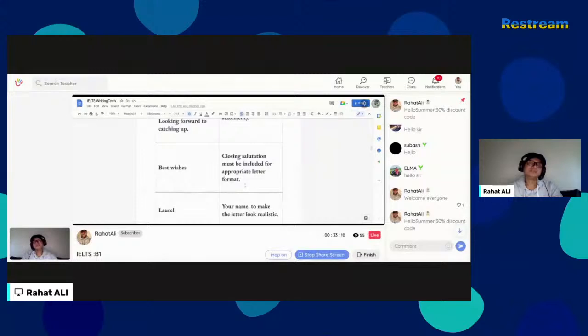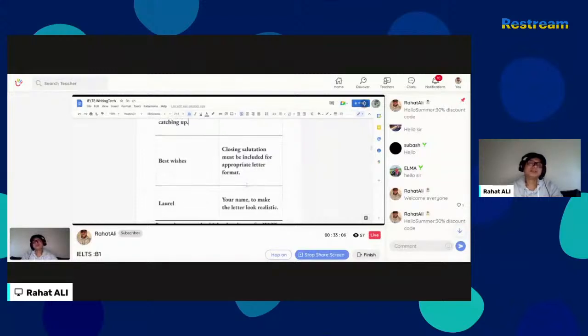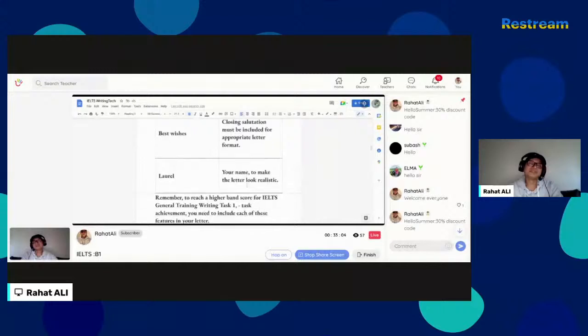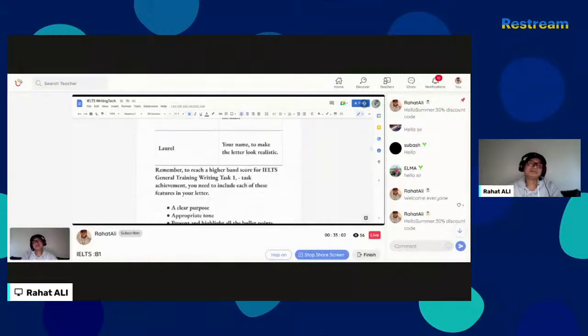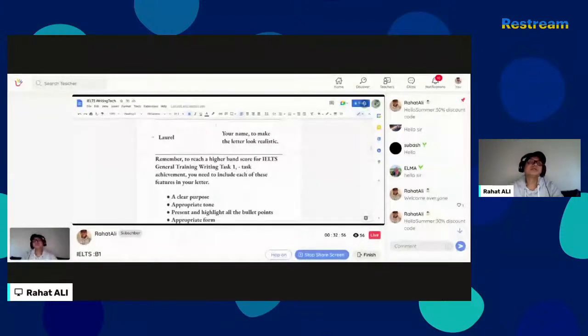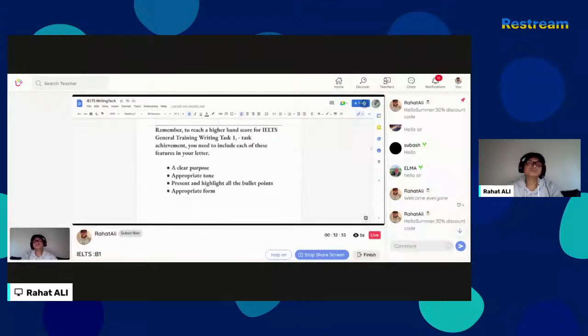And the last but not least is the closing salutation and your name to make the letter look realistic. Remember, to reach a higher band score in the IELTS General Training task: a clear purpose, appropriate tone, present and highlight all the bullet points, appropriate form.